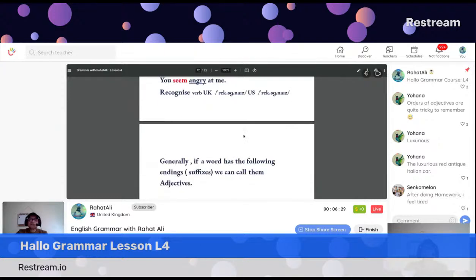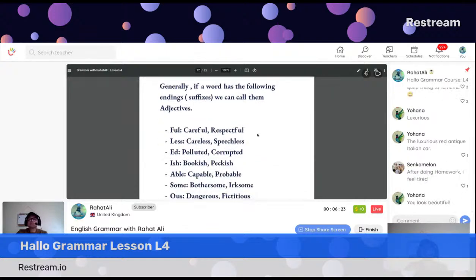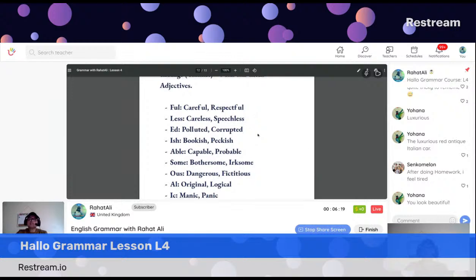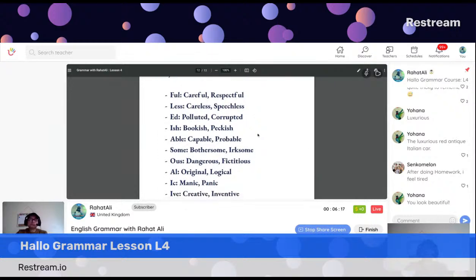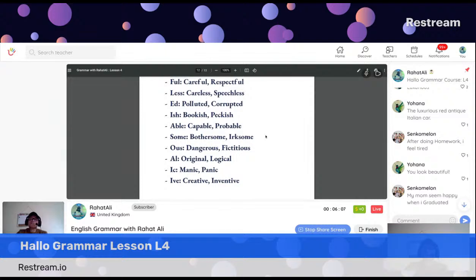Okay, generally, if a word has the following endings, we can call them adjectives. Look, full, like careful, respectful, less, careless, speechless. Okay, ed like polluted, corrupted, ish like bookish, peckish, able, capable, probable, some like bothersome, irksome, like ous.